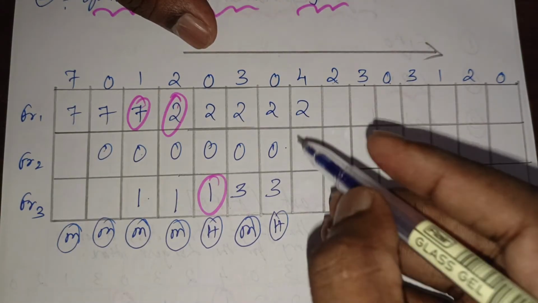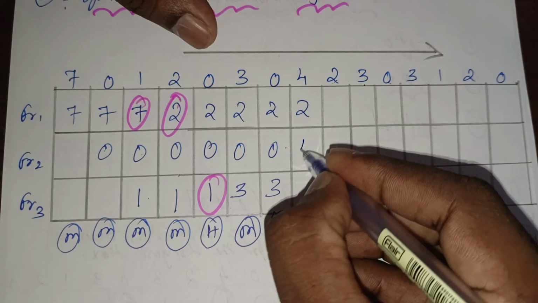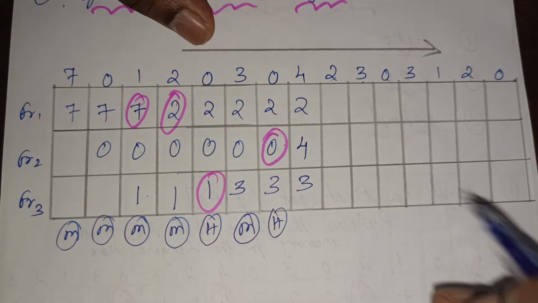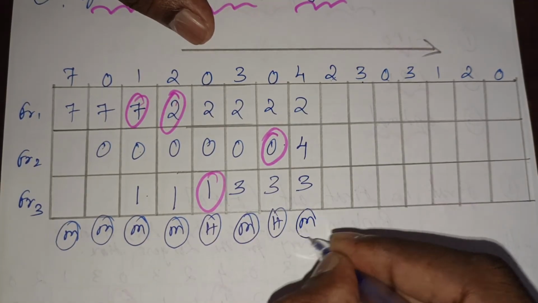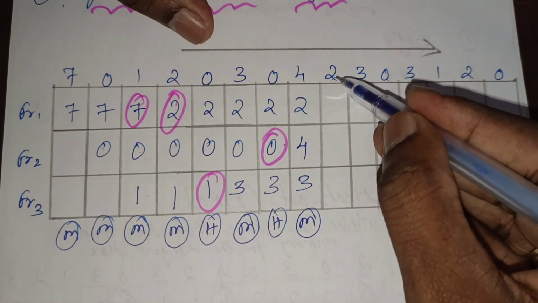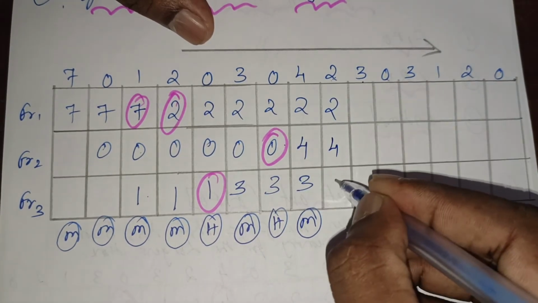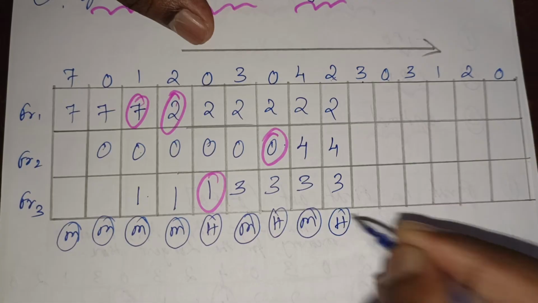I hope you guys understood this. So 0 will be replaced by 4 and 3 is already there. So 0 is replaced here, right? So it is a miss. So now 2 is called here. 2 is already inside. So it is a hit. 2, 4, 3. So it is a hit.